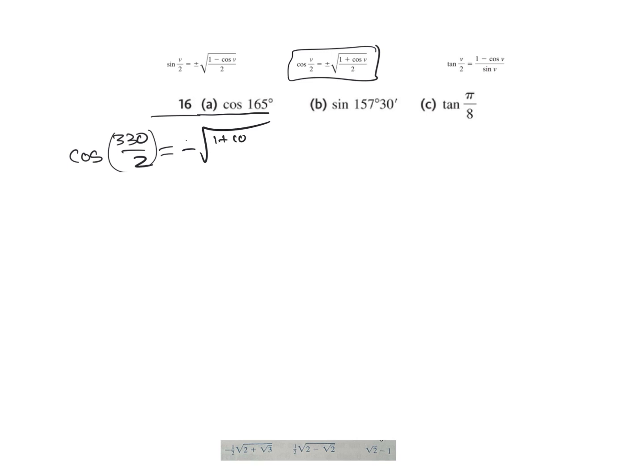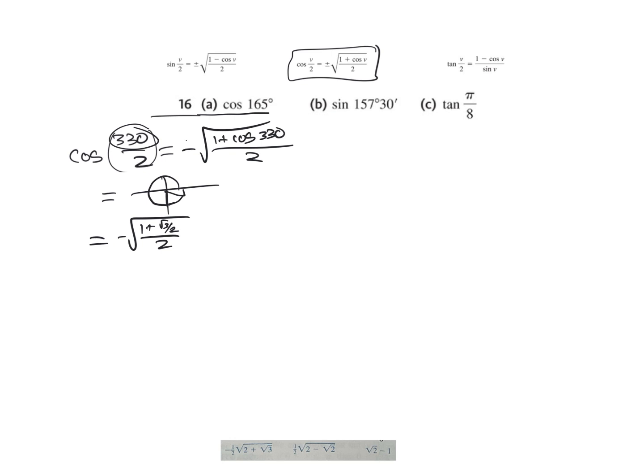Now it's 1 plus the cosine of the top number that you came up with. So 330 all over 2. All right, so what is the cosine at 330 degrees? Well, 330 degrees, here's 270 plus 60 more. So that's going to be a 30-degree reference, if you didn't know. The cosine is the square root of 3 over 2. So what we have is negative square root of 1 plus positive square root of 3 over 2 all over 2. And then you just simplify.